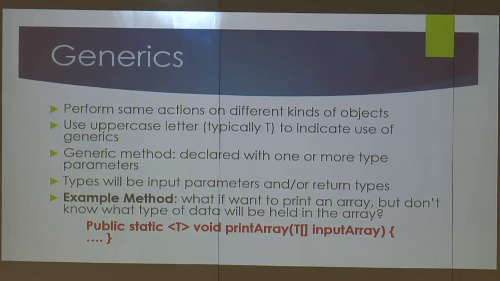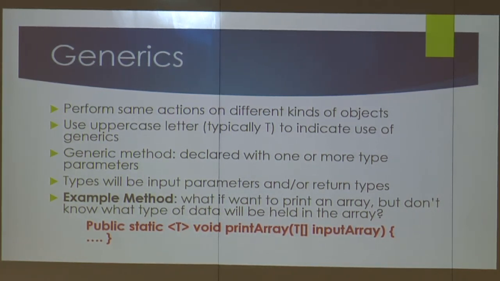And then generics, kind of like a broad way to perform the same action on different kinds of objects. And you typically delineate them using a capital letter, oftentimes a T. And a generic method is going to be declared with one or more type parameters, and the type parameters will be input parameters and or return types. So an example method I have there at the bottom in red could be if you want to print an array, but you don't know what type of data is going to be in the array.